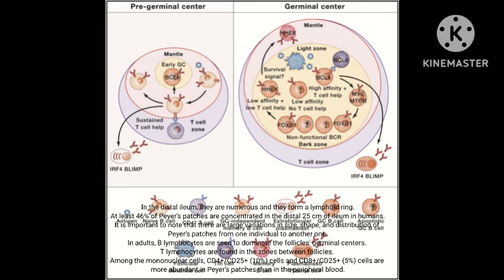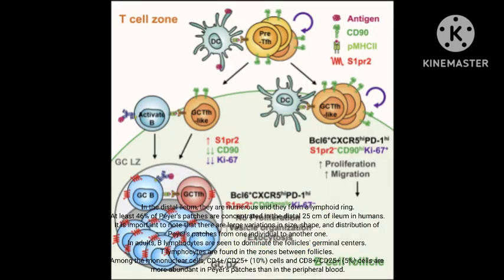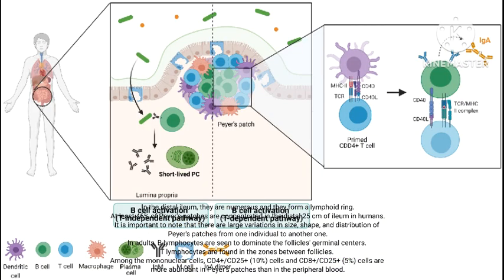It is important to note that there are large variations in size, shape, and distribution of Peyer's patches from one individual to another one. In adults, B lymphocytes are seen to dominate the follicle's germinal centers. T lymphocytes are found in the zones between follicles. Among the mononuclear cells, CD4+ CD25+ 10% cells and CD8+ CD25+ 5% cells are more abundant in Peyer's patches than in the peripheral blood.